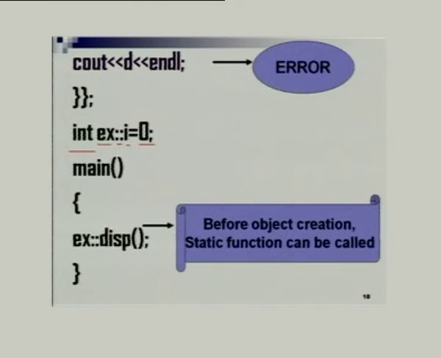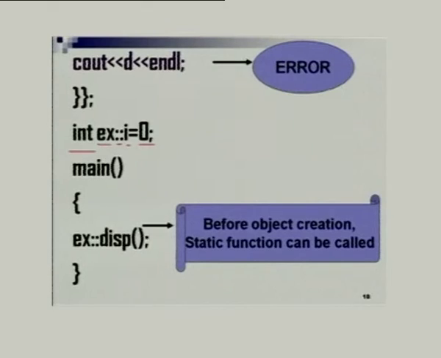They are static in nature, they retain their value, they access the static members, and even before the object creation, these static member functions can be called. So, this is the concept of static members and static member functions in C++.